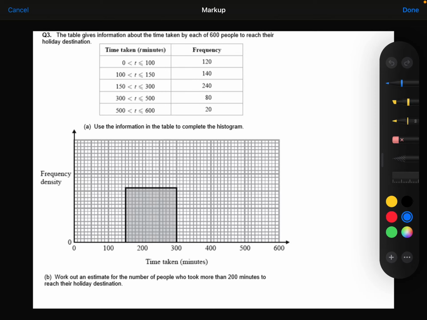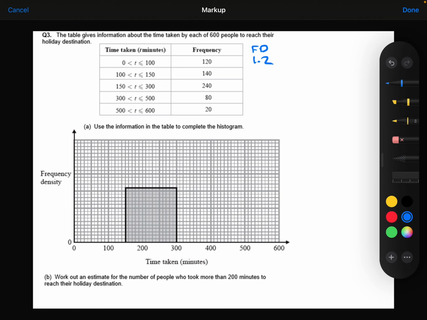The table gives information about the time taken for each of 600 people to reach their holiday destination. We need to use the information in the table to complete the histogram. So with the histogram, we need to work out the frequency density first, which is always the frequency divided by the width. So in the first case, it's 120 divided by 100, which is 1.2.